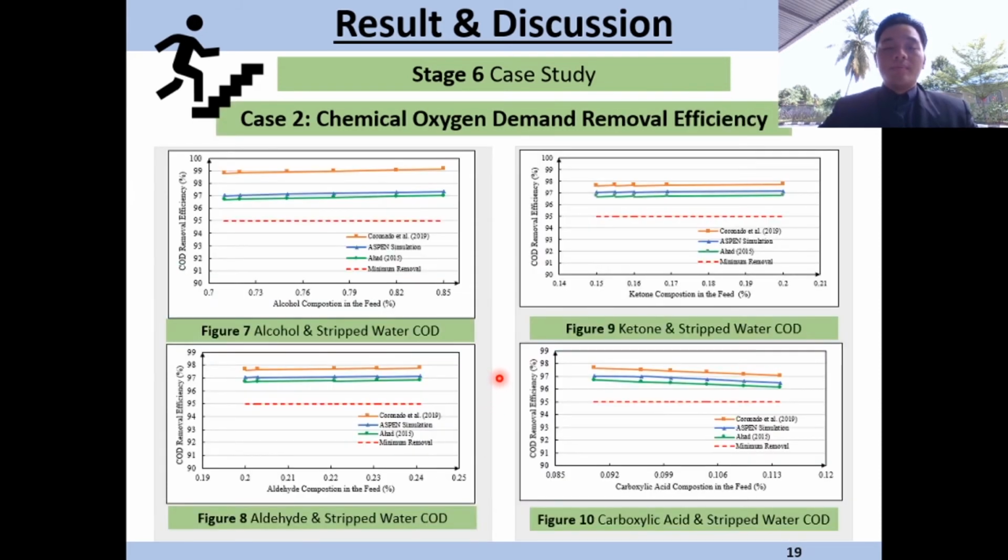So to mitigate this issue, especially on the carboxylic part, neutralization has been introduced, and it can be seen in figures 7, 8, and 9 that the removal efficiencies go beyond almost 97%, and the same goes to the carboxylic acid. You can see that the variation of the composition alone does not give a removal efficiency of more than 95%.